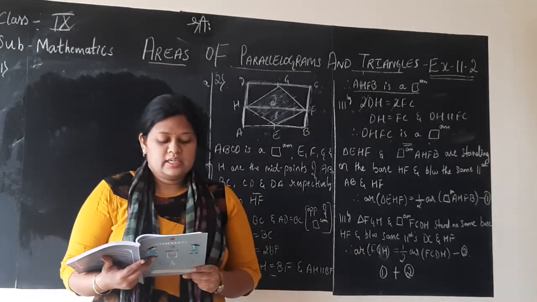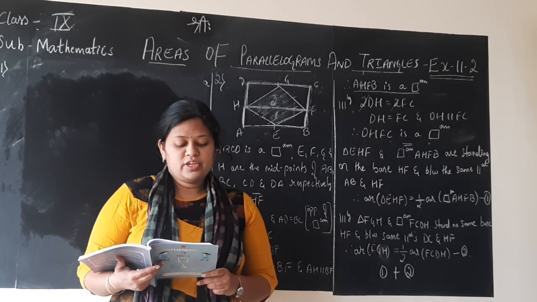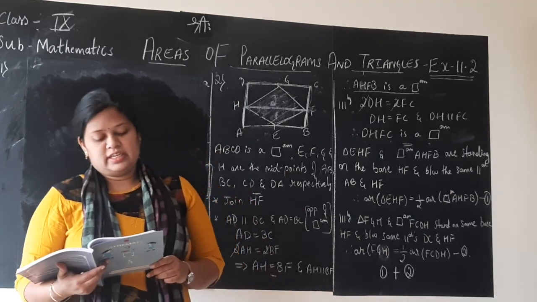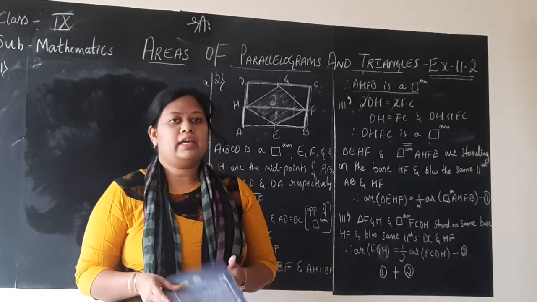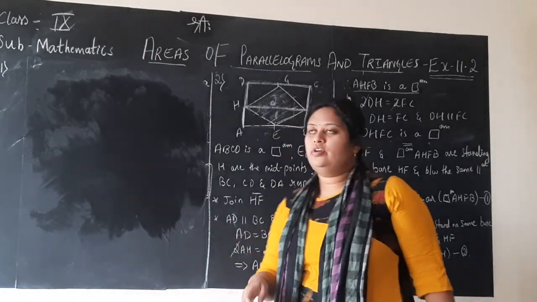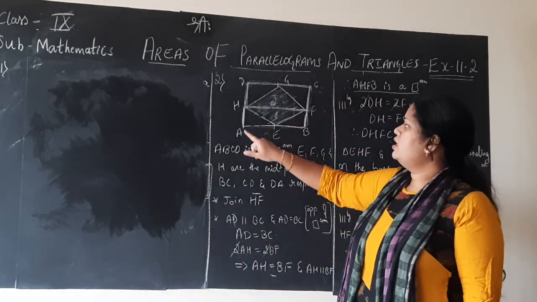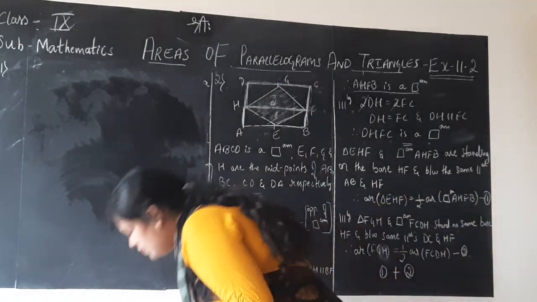Second question is, if E, F, G and H are respectively the midpoints of the sides of the parallelogram ABCD, show that area of EFGH is half of area of ABCD. So children, the figure is not given to you, so I have drawn it for you. Here you can see ABCD is the parallelogram.